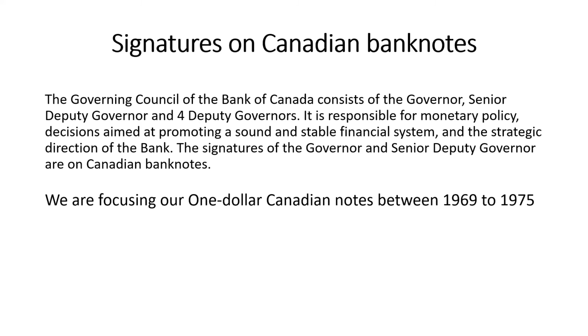These are the folks whose signatures, the governor and the senior deputy governor, are on the banknotes. And these people change, so that's where you can see the varieties in the signatures on the notes. And some are worth a little more than the other ones, and some are a little more rare. I'm going to be hunting banknotes between 1969 to 1975, and that's one specific type. And so let's get looking at some of the signatures that we will be looking for.